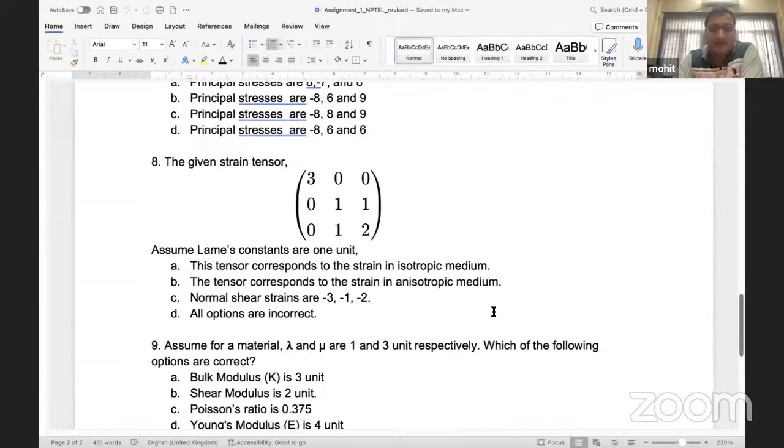Likewise, the given strain tensor, assume Lami's constant are 1 unit. So for this question, the strain tensor is symmetric in an isotropic medium. This tensor corresponds to the strain in an isotropic medium, because if you look at the symmetry along the diagonal, the elements of this strain tensor are all symmetric. So this is in the isotropic medium. So for question number A8, option A is correct.